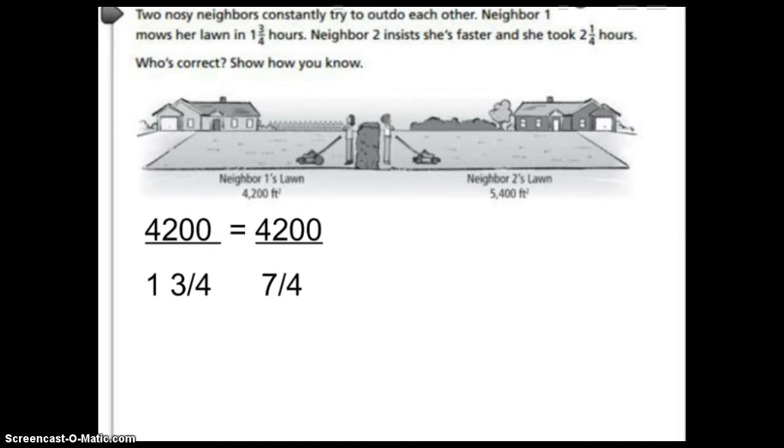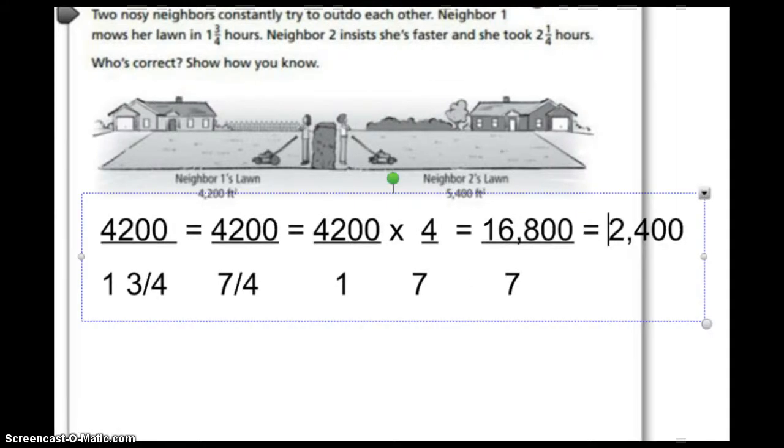So this is a complex fraction, which means we need to flip the denominator or find the reciprocal and multiply by 4,200, which would make it 4,200 over 1 times 4 over 7. That equals 16,800 over 7, which equals 2,400 square feet per hour. So you're going to do the same thing for neighbor 2. Try it now, pause the video, and press play when you're ready to check your work.